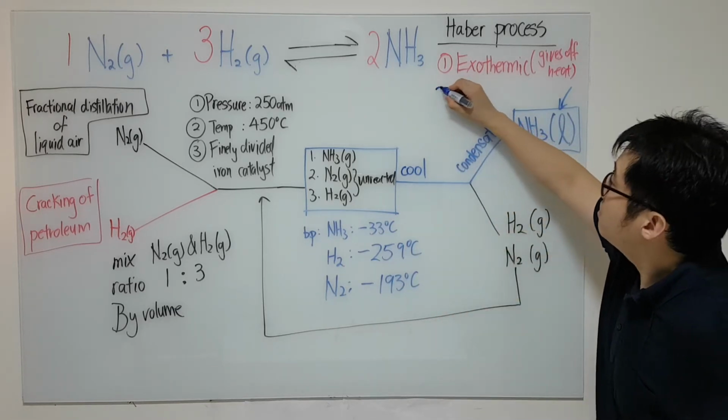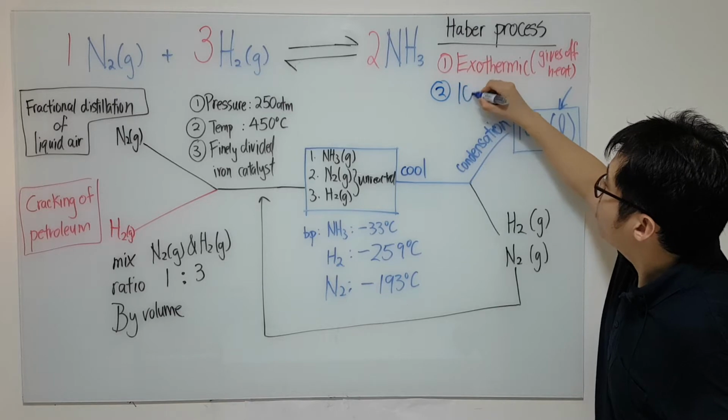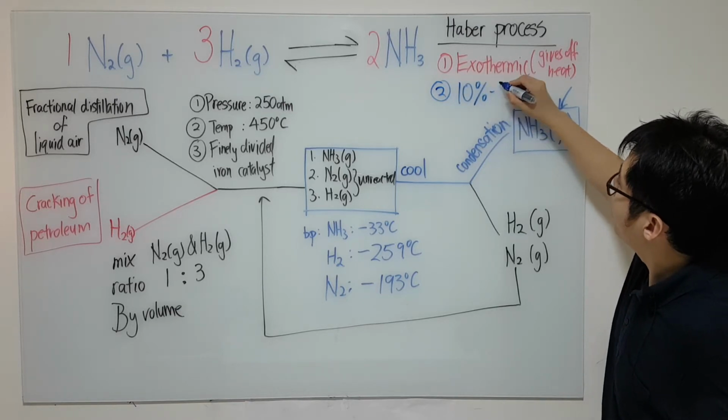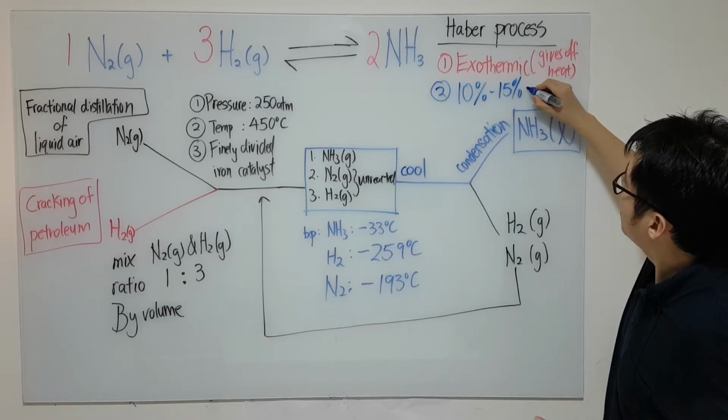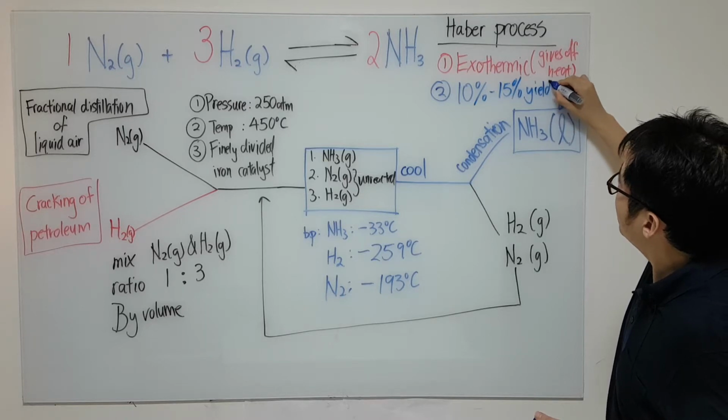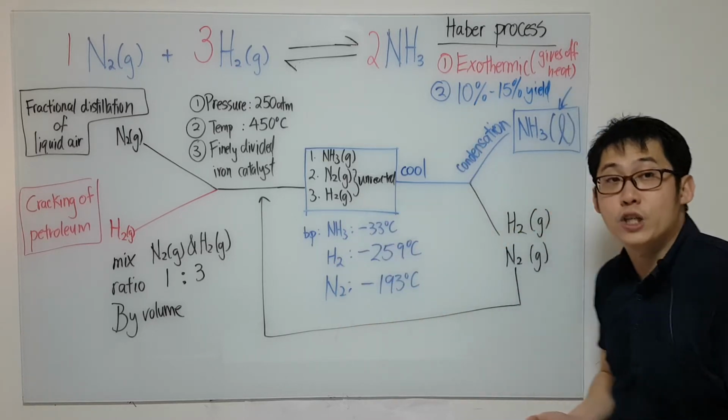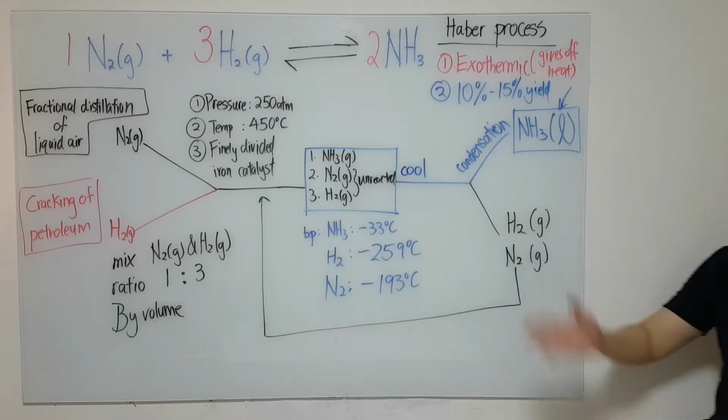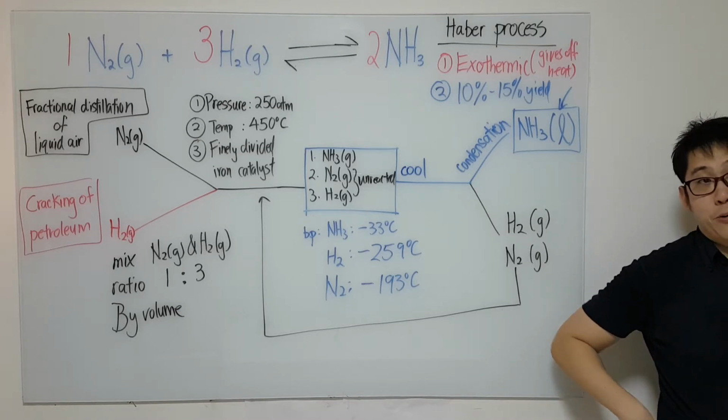And also for that matter, even though we get all these really great conditions, the yield is actually still pretty low. It's only 10% to 15% yield. So you can imagine if they didn't make this better, the yield could actually be even lower. So this is the Haber process.